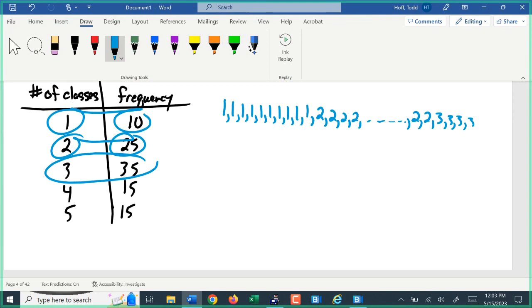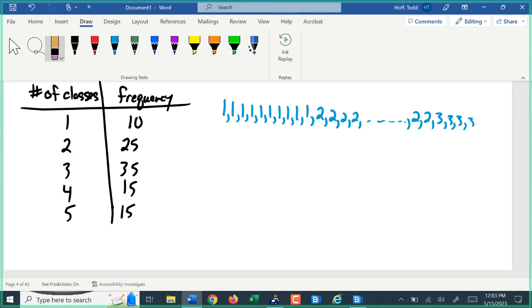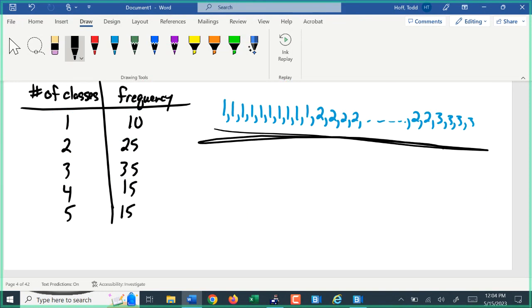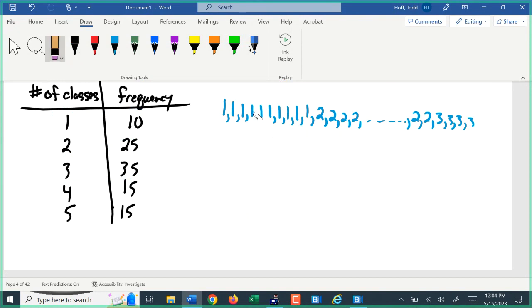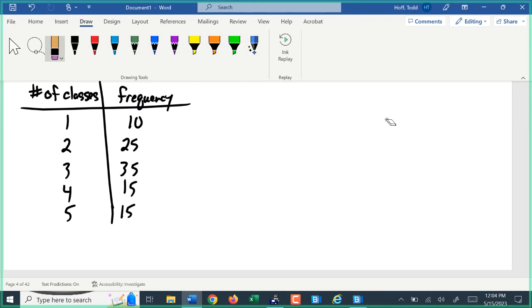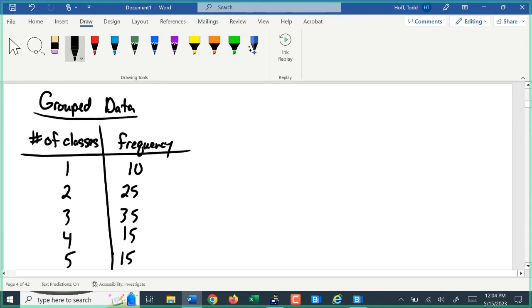So this is just a way of reducing the size of this data set, making it more manageable by using the frequency table. If I really needed to, I could list out all these values like this and add them up to find the mean or find the median from them. But I don't want to go through all that work. So let's use the frequency table to shorten that process.